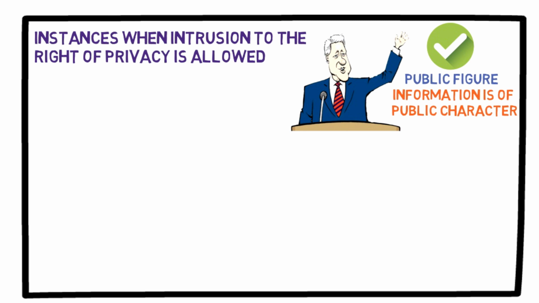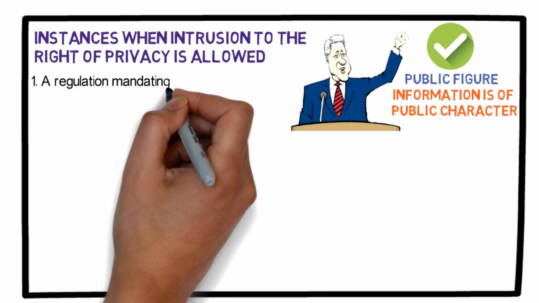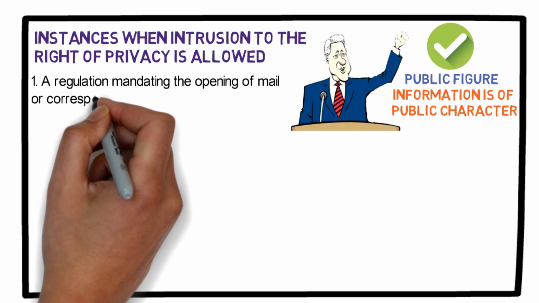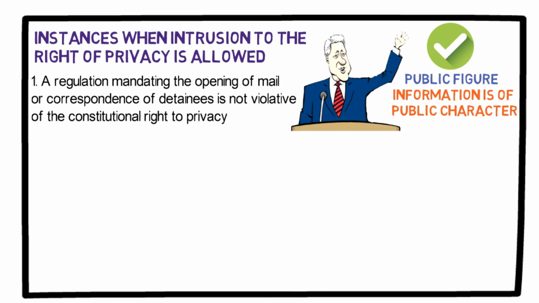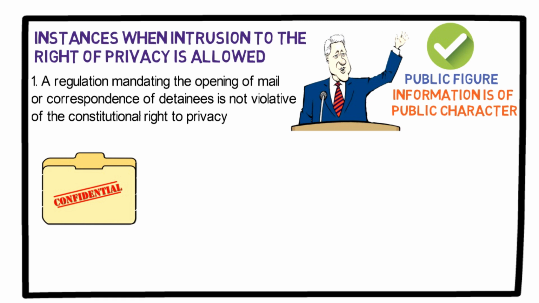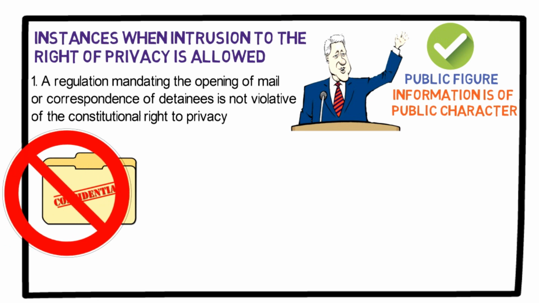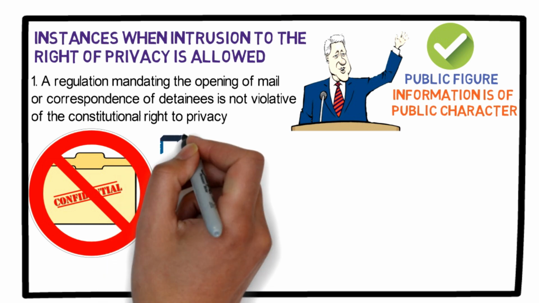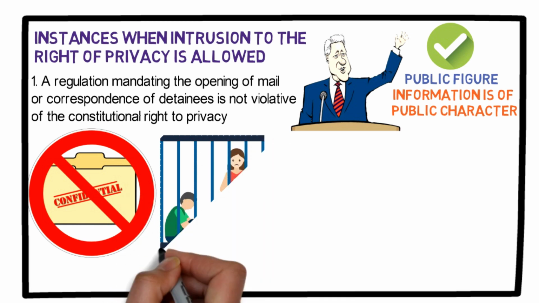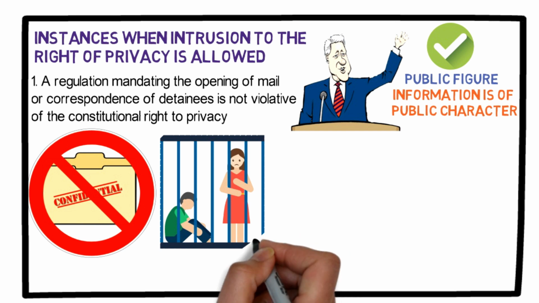Examples of intrusion. One, a regulation mandating the opening of mail or correspondence of detainees is not violative of the constitutional right to privacy, as long as the letters are not confidential communication between the detainee and his lawyer. The detention officials may read them. But if the letters are marked confidential communication between the detainee and the lawyer, the officer must not read them, but only inspect them in the presence of the detainees. By the very fact of their detention, they have diminished expectations of privacy rights.